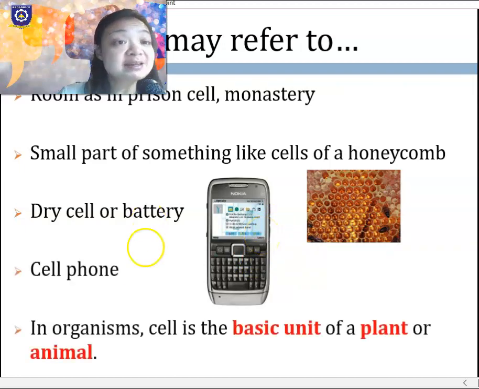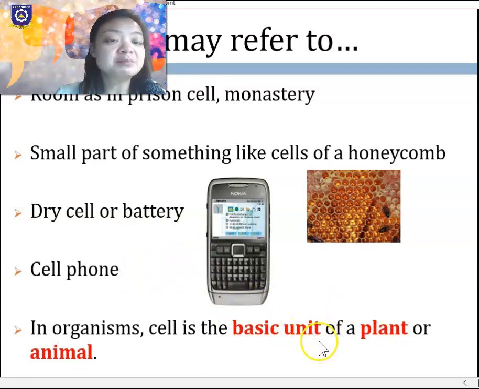However, today we're going to be focusing on organisms. In organisms, cells are the basic unit of a plant or an animal. That means both you, your pet cat, your pet rabbit, your pet dog, or even the plants or the trees outside your home, or even the grass on the fields. If you were to break a human being down, basically, the basic unit of any living thing is a cell. Okay?